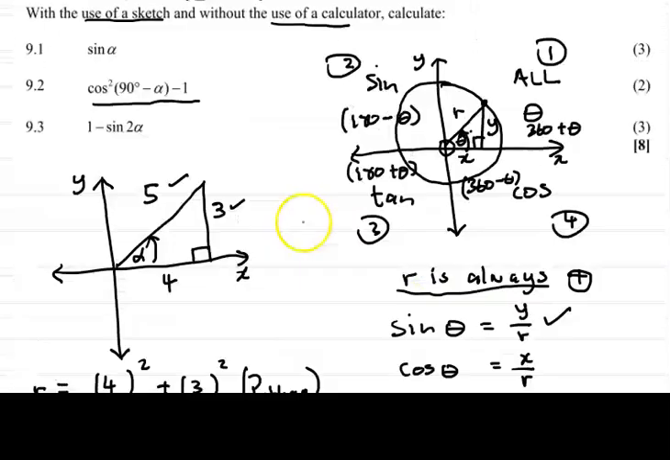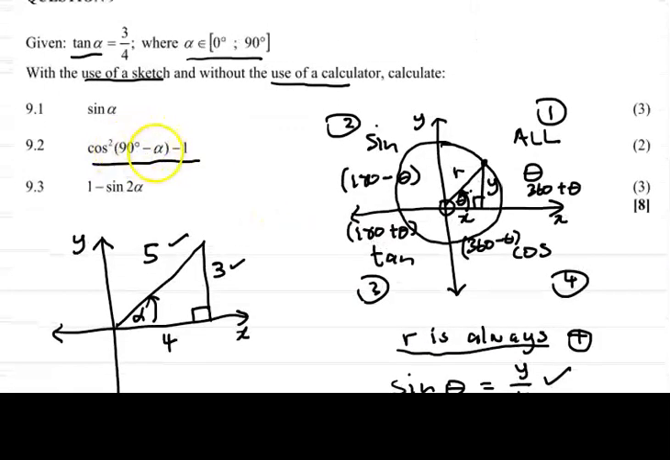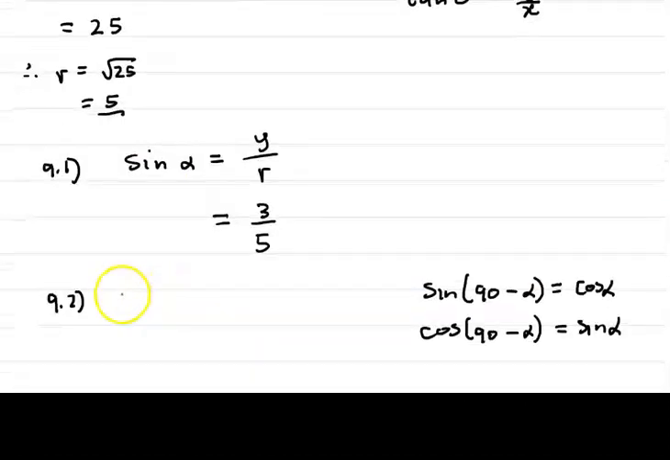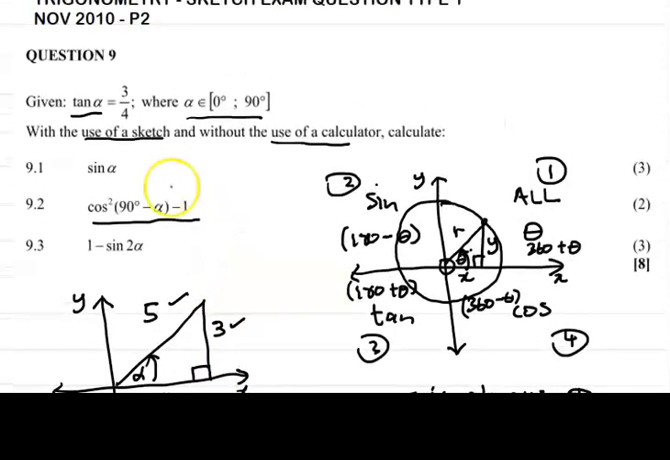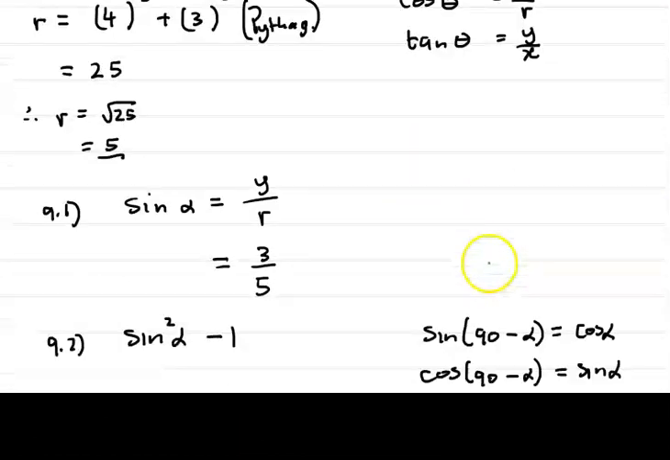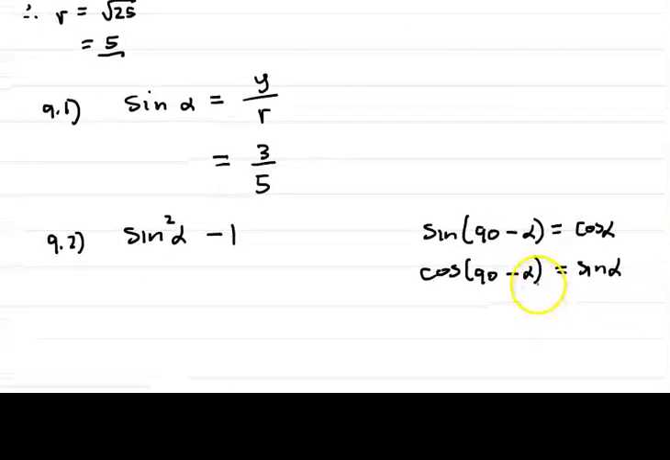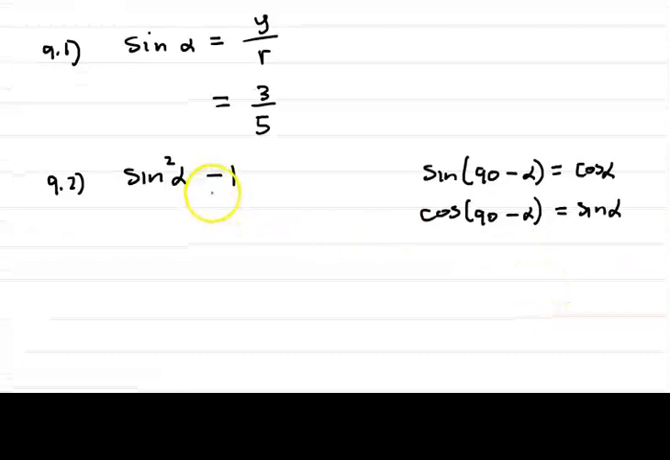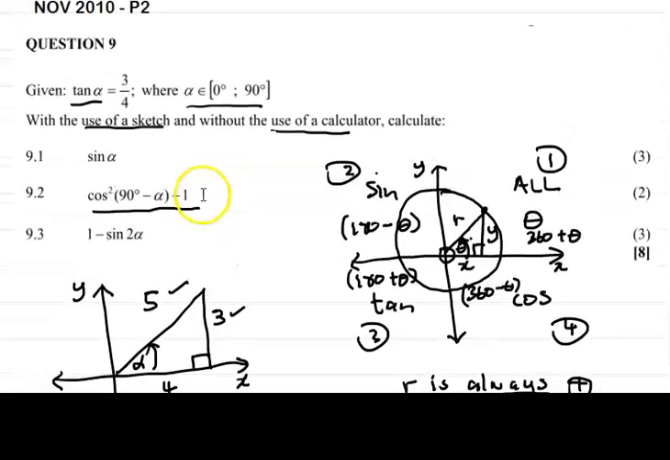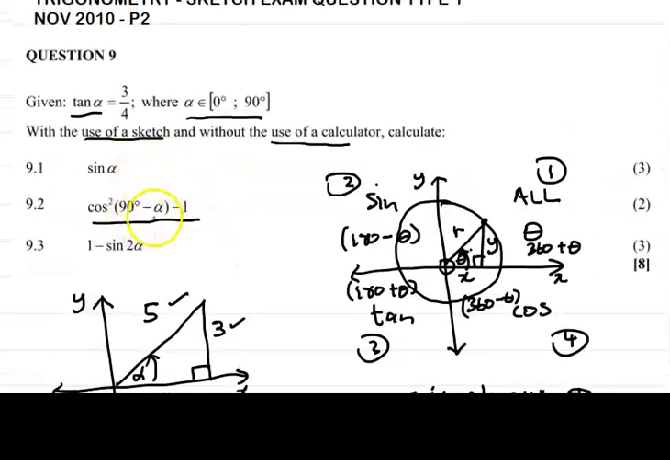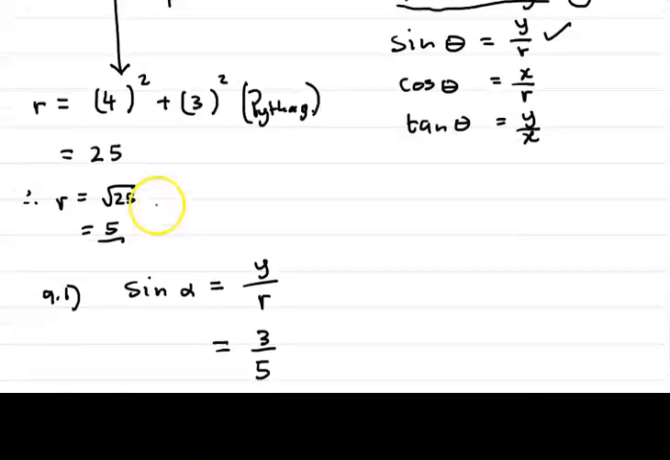Therefore, cos squared of (90 minus alpha) is going to be sine squared of alpha, minus 1. So we reduce cos squared of (90 minus alpha) to sine squared alpha. Cos of (90 minus alpha) is sine of alpha. So therefore, cos squared of (90 minus alpha) is sine squared of alpha.